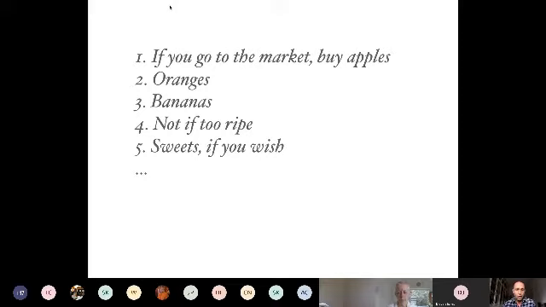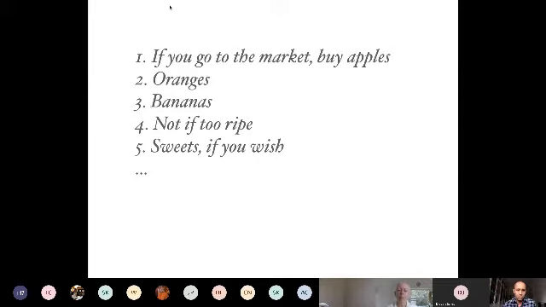And then rule number 5, sweets if you wish. So here we're going back to mentioning an object, something that you can buy. And you see also that in this case, it is optional. So we add some expression that tells us that you can buy it also, but only if you wish. So this is more or less how the Anuvrutti works.